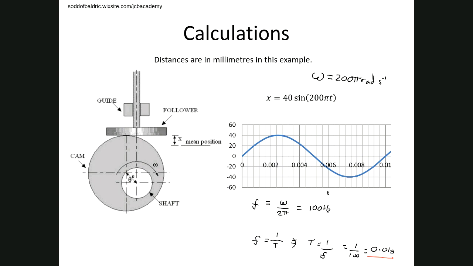Now we move on to the next part of the task, and the next part of the task is to work out the displacement, velocity, and acceleration of our follower at a certain time. Okay, so I'm going to pick a time for this example. I'm going to pick a time of 4 milliseconds. We can see 4 milliseconds here on our graph. So we can see that at 4 milliseconds, our displacement should be somewhere between 20 and 30 millimeters. Okay, so I'm going to go onto a blank sheet now, just so we can do the sum.